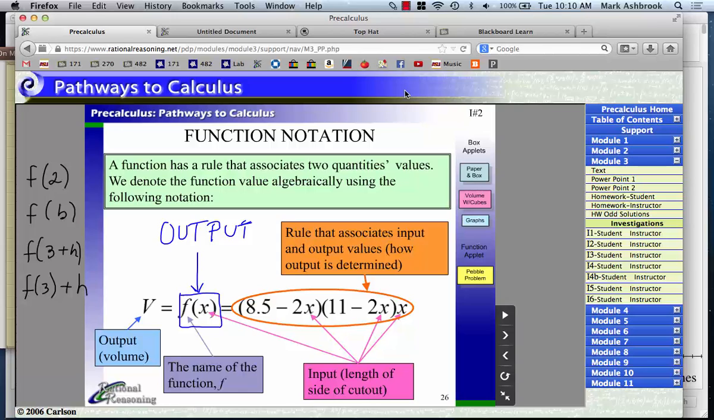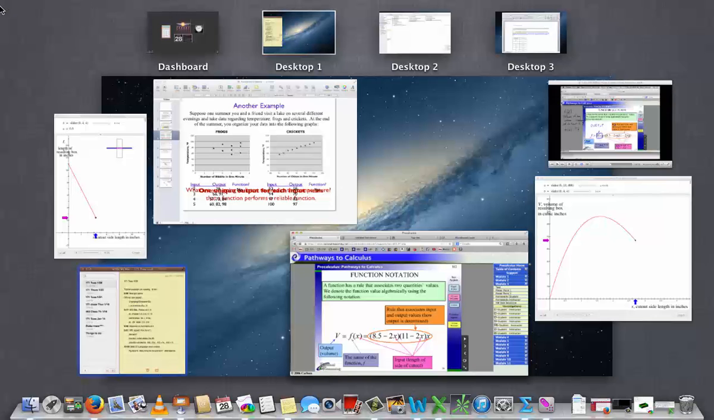Yep. Question? With the f of 3 plus h, and the h outside of the parentheses, you're adding h to the end of the rule, as opposed to including it in the rule, right? Okay, so instead of this being 3 plus h each time, it would be taking the one with 3 in it and plus h. Yeah, exactly. Good. Is there another question?